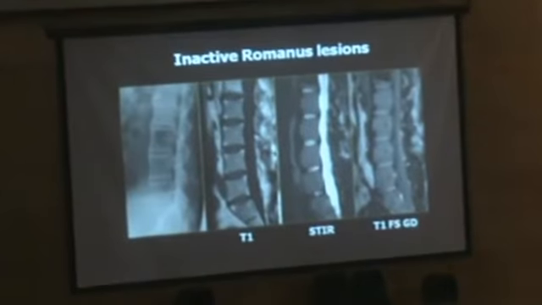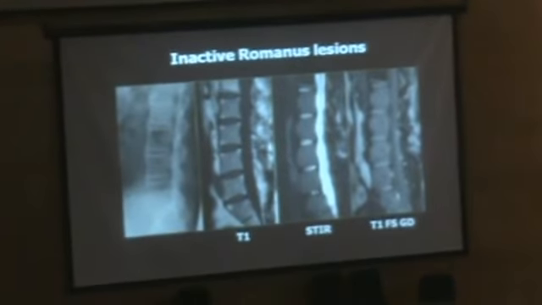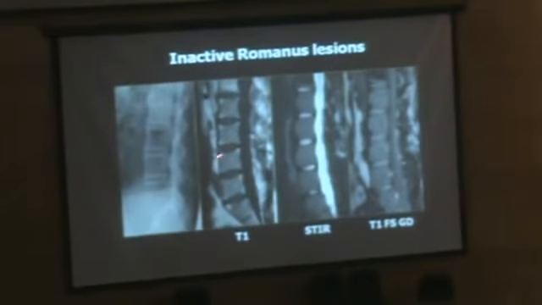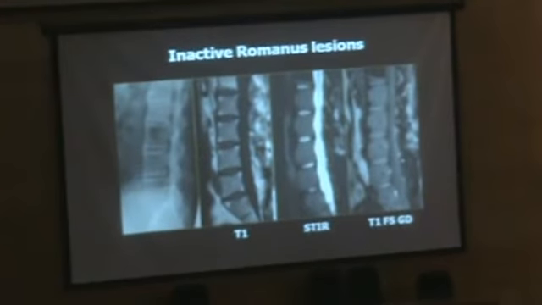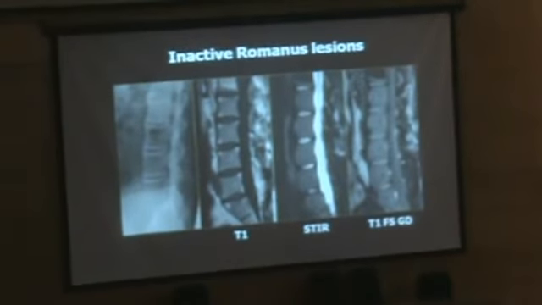On the other hand, when we have chronic or inactive Romanus lesions, this is the pattern that we'll find. High signal intensity on T1, and on STIR and T1 fat suppression, we're going to suppress the signal. You can see these changes now have low signal after fat suppression. So this is fat replacing the inflammation we saw before, and this is part of the reparative process of spondyloarthropathy. So these are inactive Romanus lesions.